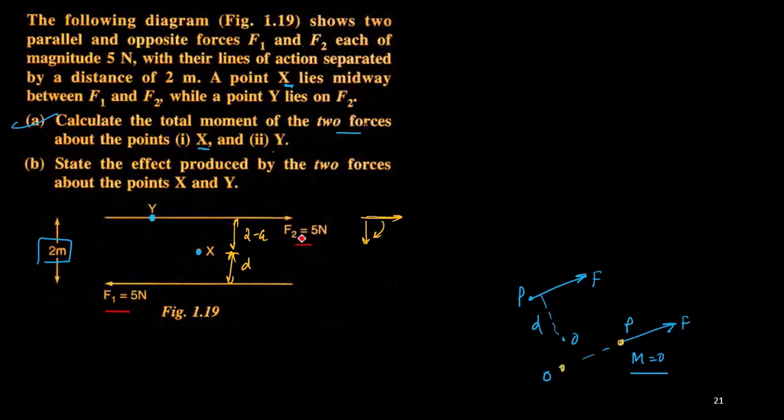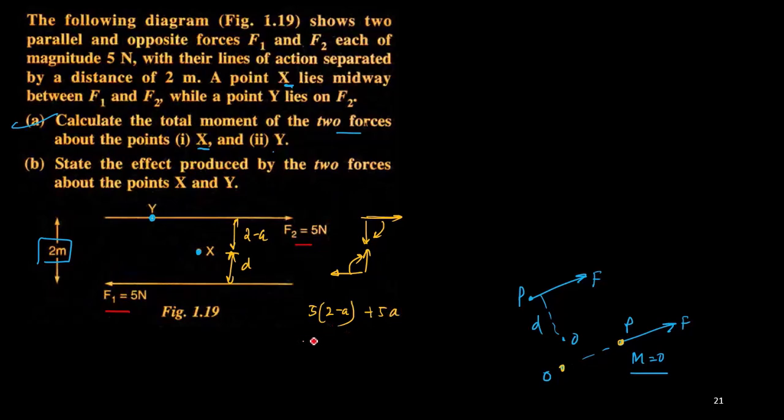So the moment of F2 is clockwise, and similarly the moment of F1. F1 is over there, you have to make F1 go there, that means you have to rotate in the clockwise direction. So both are clockwise, that means both moments will be added up. So for F2, the moment is how much? 5 into 2 minus A. For F1, it should be 5 into A.